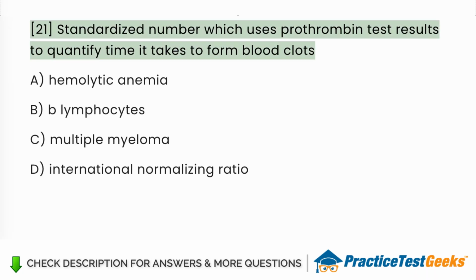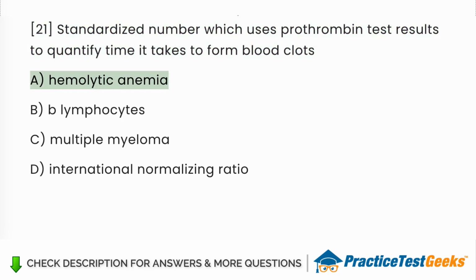Standardized number which uses prothrombin test results to quantify the time it takes to form blood clots. A. Hemolytic anemia. B. B lymphocytes. C. Multiple myeloma. D. International normalizing ratio.